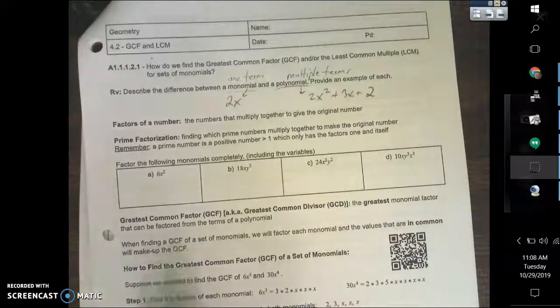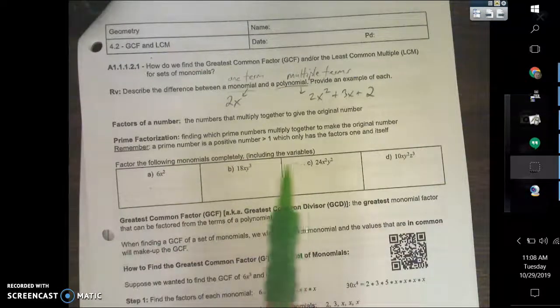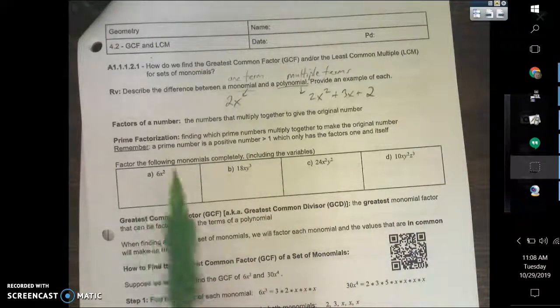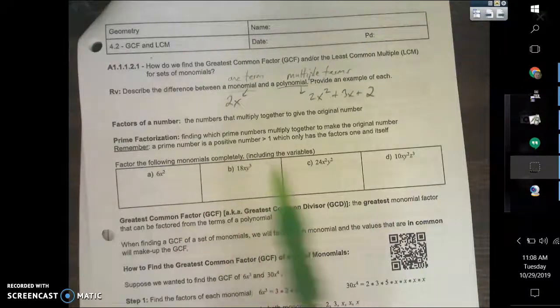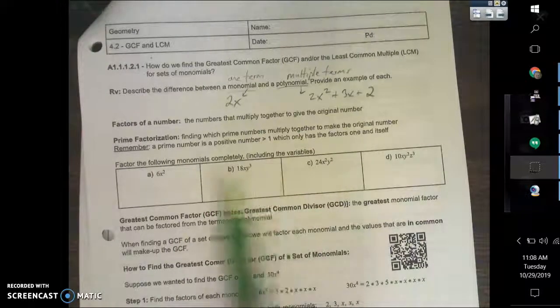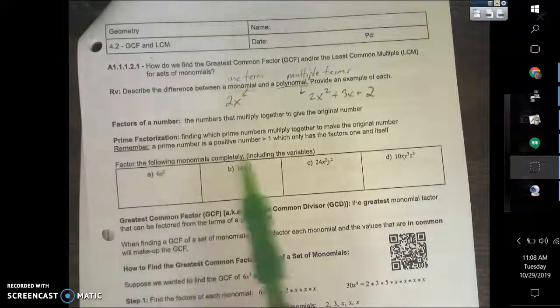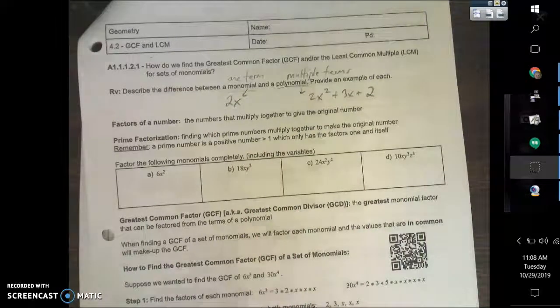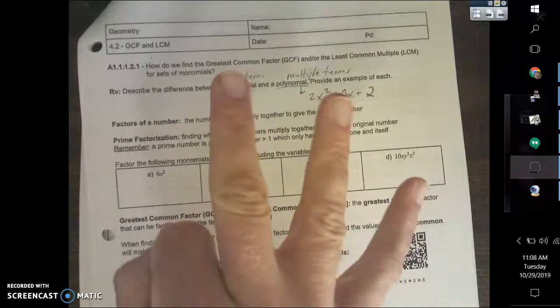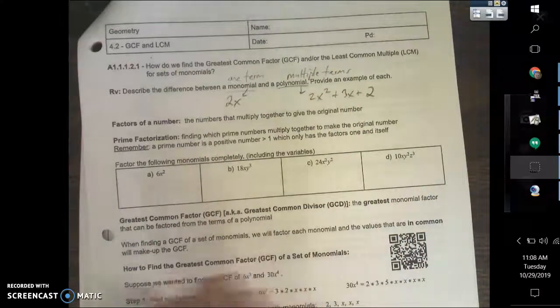We're going to talk today about factors of a number, and that's the numbers that multiply together to give you the original number. A prime factorization is when we find all the prime numbers that can go into the original number. Please try to remember that a prime number is a positive number greater than 1, which only has the factors 1 and itself. So for example, 3 would be a prime number because 3 can only be divided by 3 and also 1.